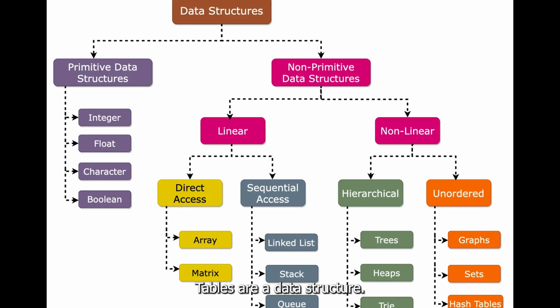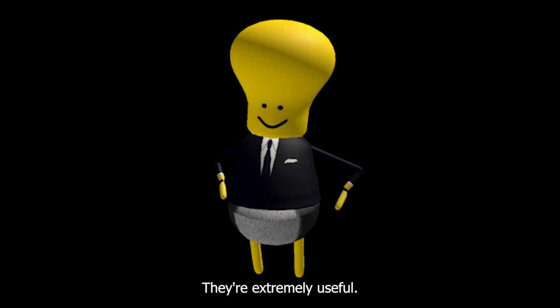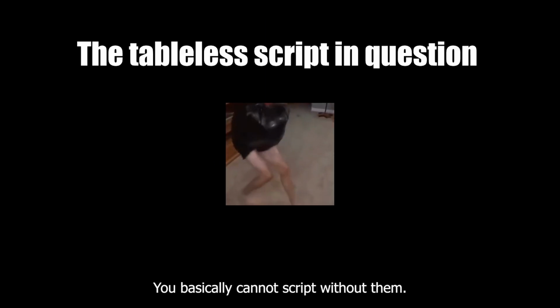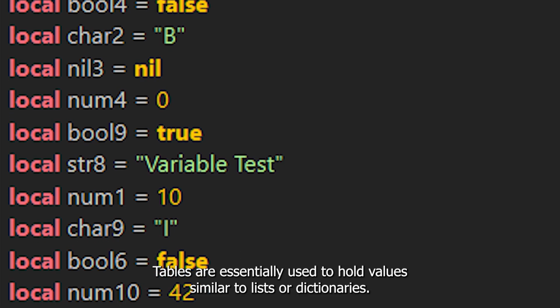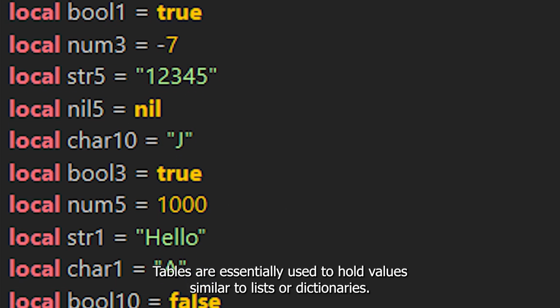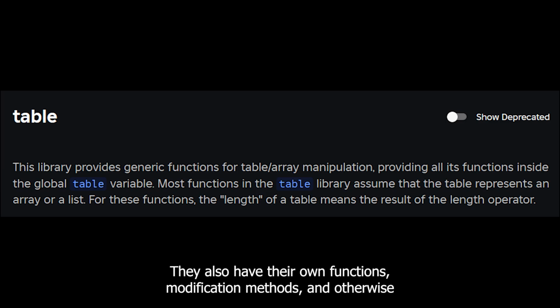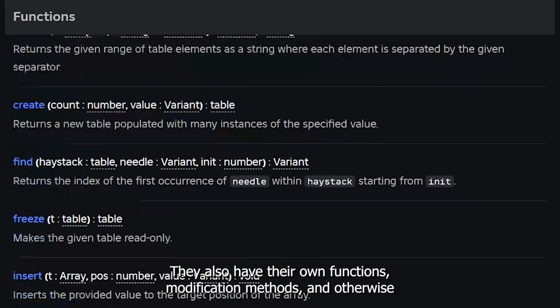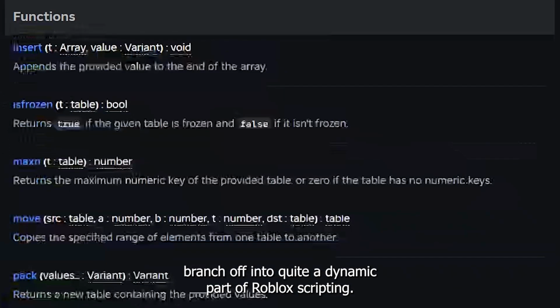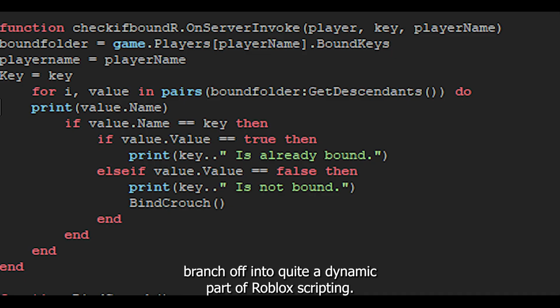Tables, a data structure you'll use quite often. They're extremely useful. You basically cannot script without them. Tables are essentially used to hold values, similar to lists or dictionaries. They also have their own functions, modification methods, and otherwise branch off into quite a dynamic part of ROBLOX scripting.